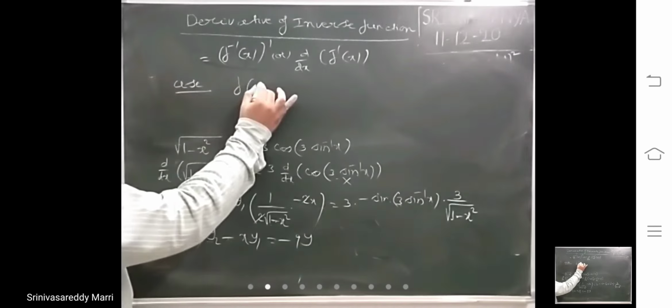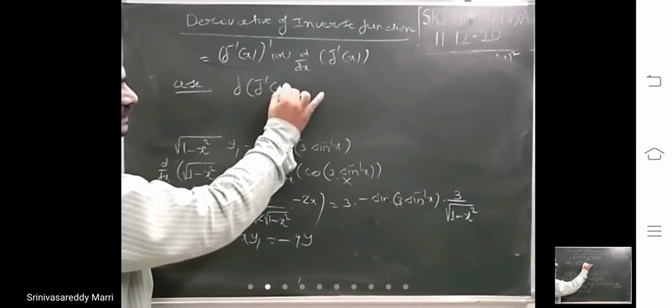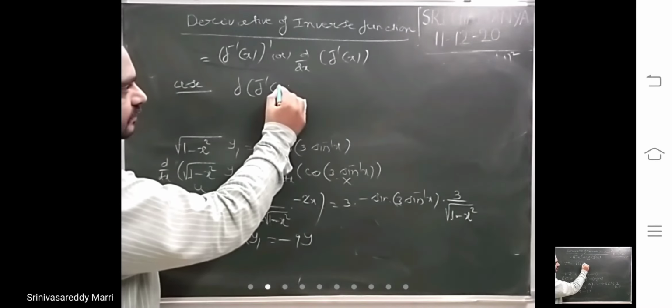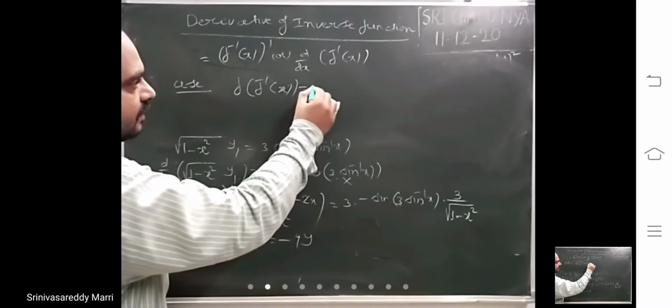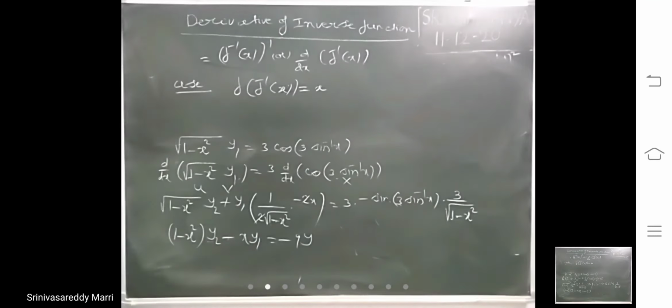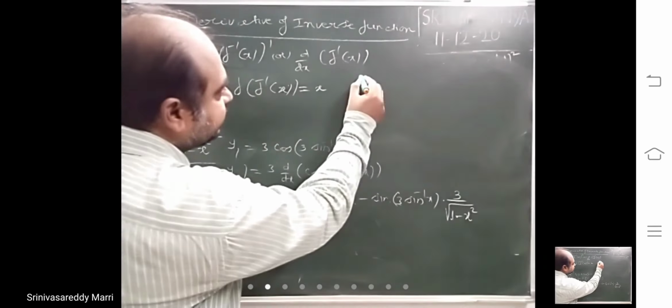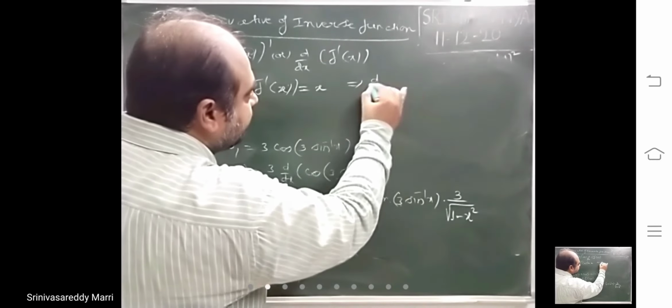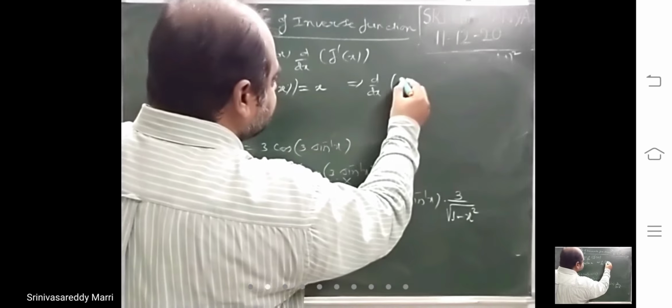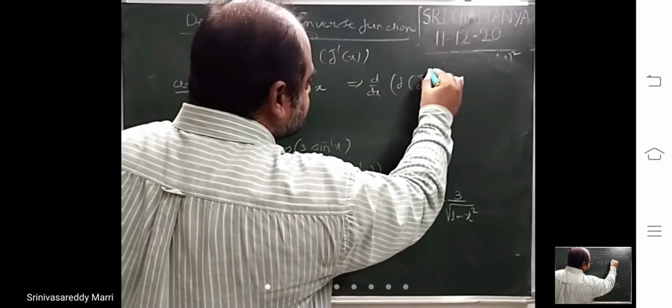Use f of f inverse x is nothing but x. Look, sine of sine inverse x is what? x. Similarly, f of f inverse x is x. Now always use this equation. Do the derivative on both sides. Do the derivative using this.